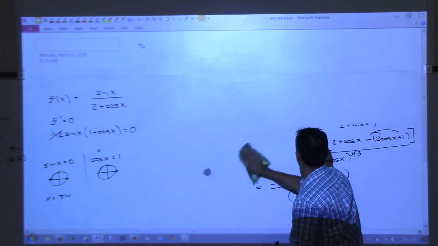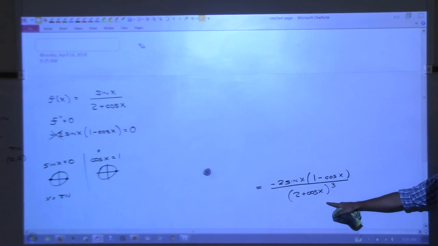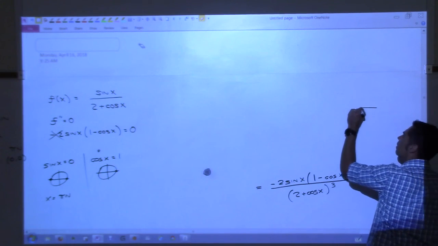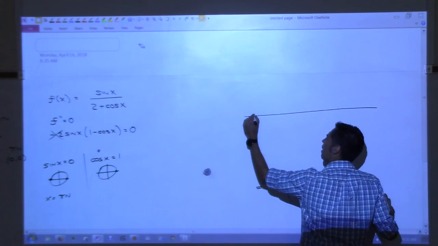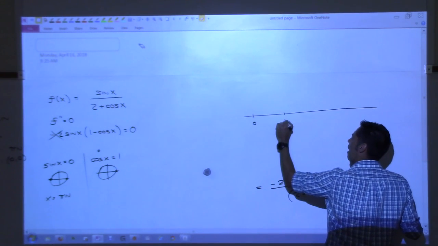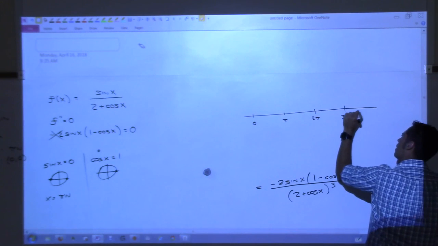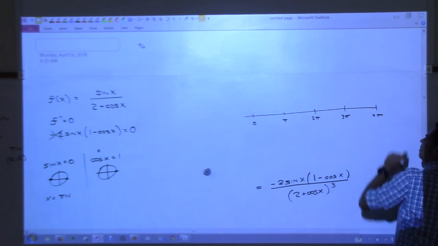Number line? I think I'll keep the second derivative here because I'm going to need it in a second to plug some things into it. So I've got 0 just as a reference. I've got pi, 2 pi, 3 pi, 4 pi, right? Those are my interesting points.